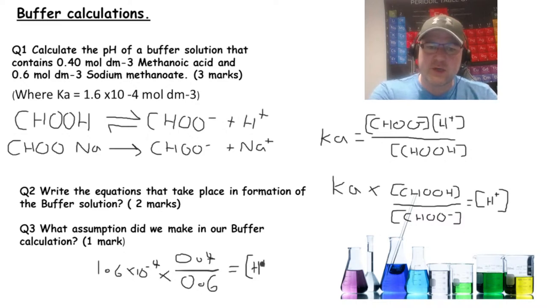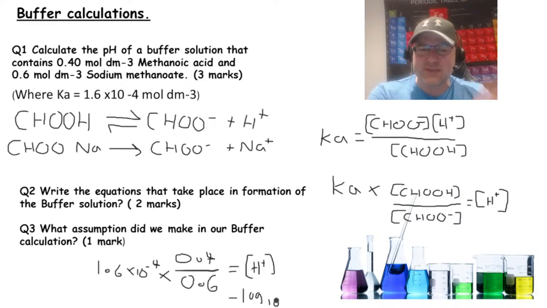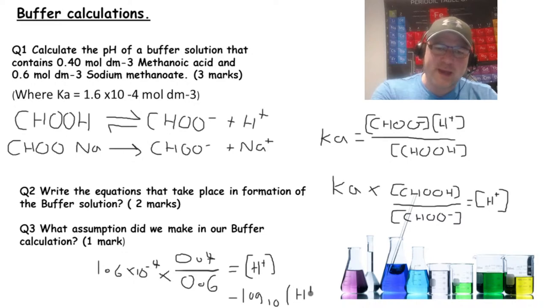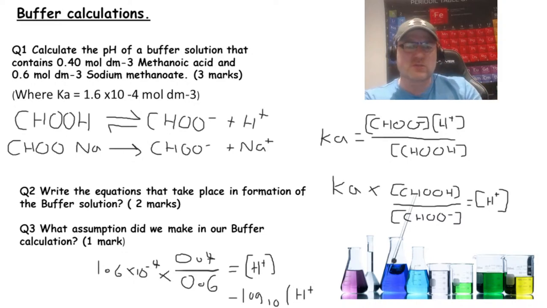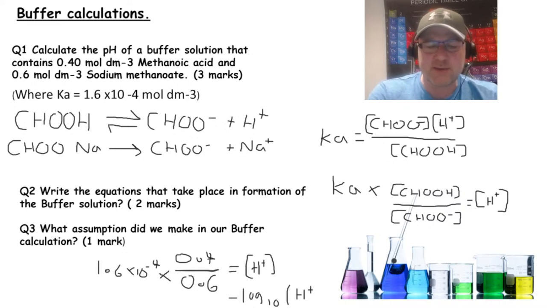And then what I want you to do is minus log in your calculator. Press minus, press the log button. I mean, really, it's base 10, but you don't need to worry about the base 10 bit. And then just whack in your hydrogen ion concentration and you're sorted. So let's have a go at that, and hopefully I don't mash it up.